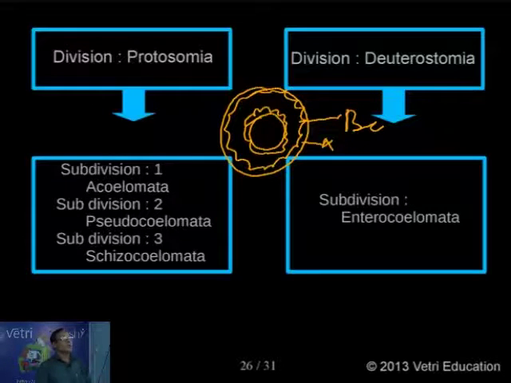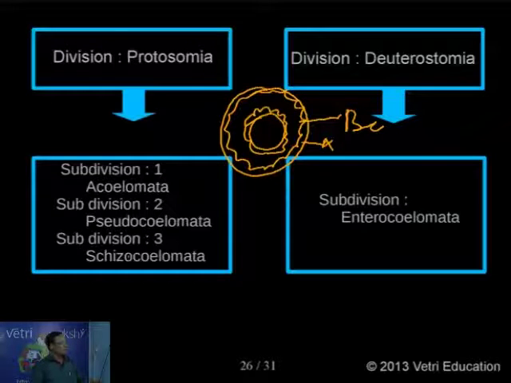The primary body cavity, namely the blastocoel of the embryo, remains as such. That is why the pseudocoel is nothing but the remnant of the blastocoel. As it is also not lined with the coelomic epithelium, it is called a false coelom or pseudocoel. Now the last one, division 3, schizocoelomata.